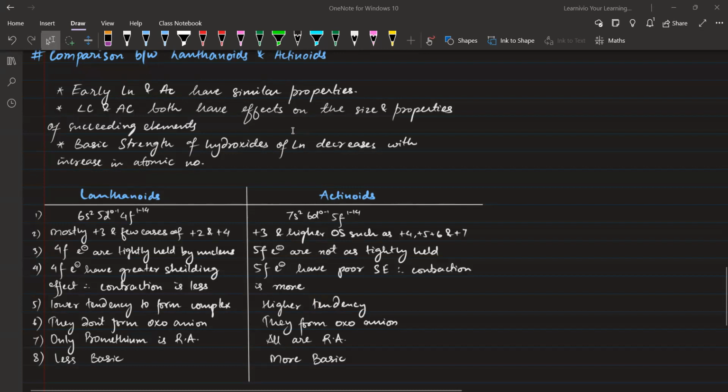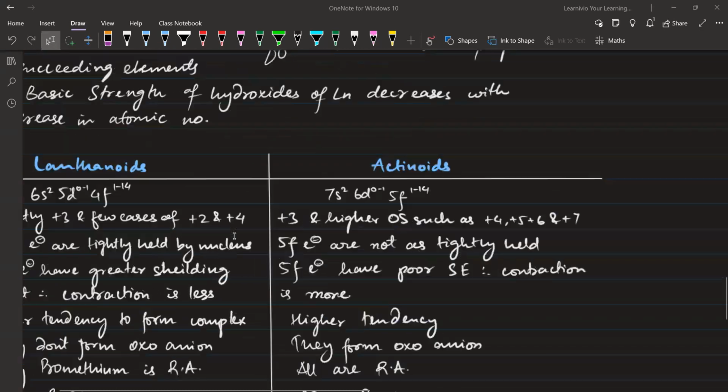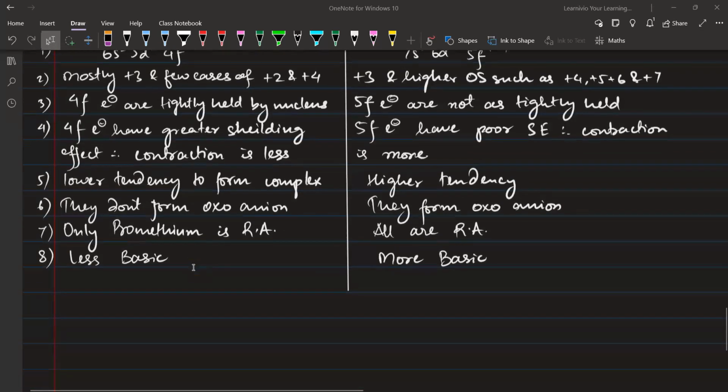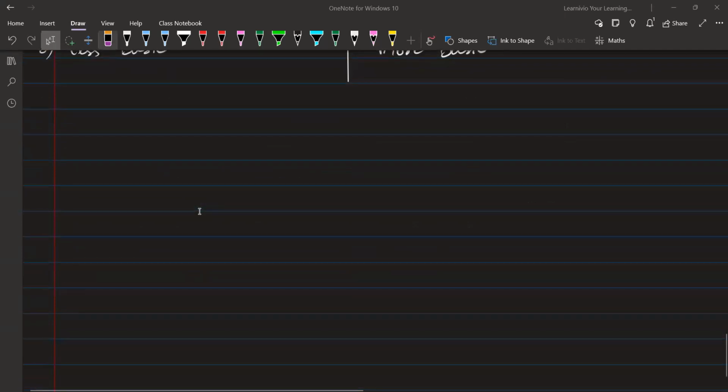Reducing agent. Therefore, RA is reducing agent. Right, next, consequence of lanthanide contraction.